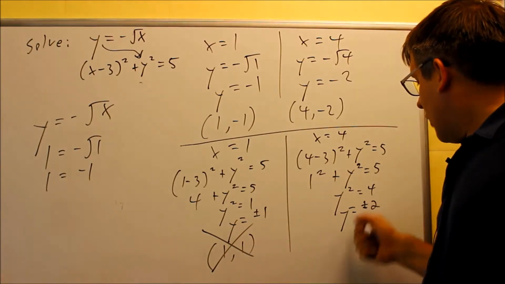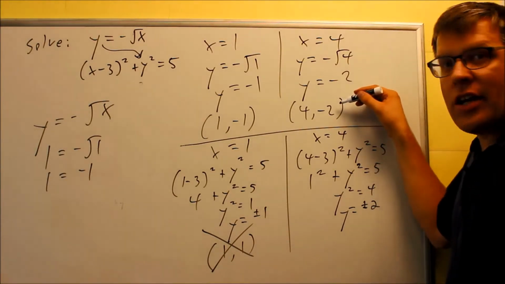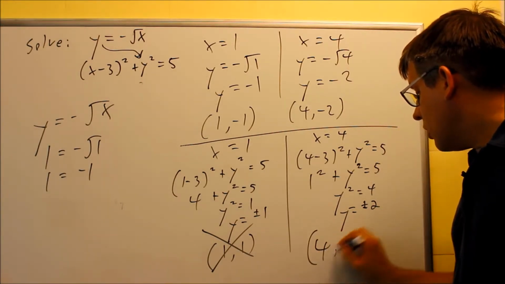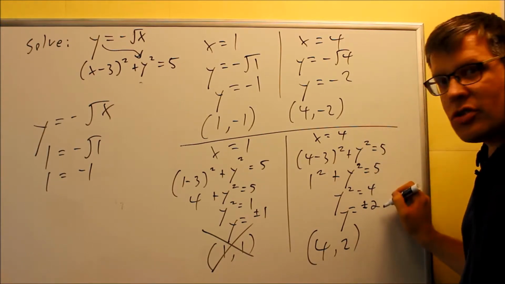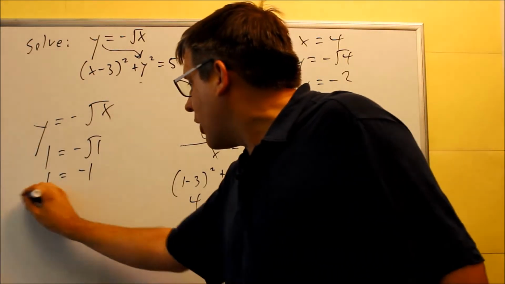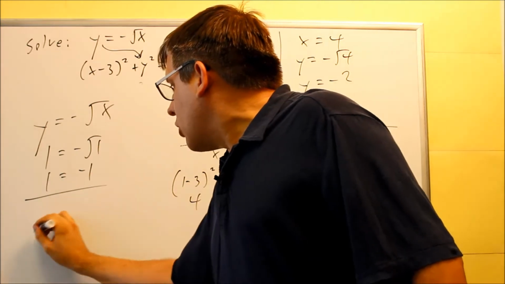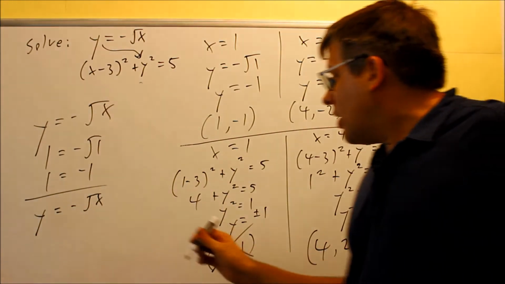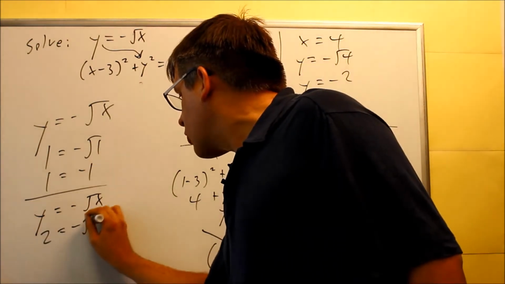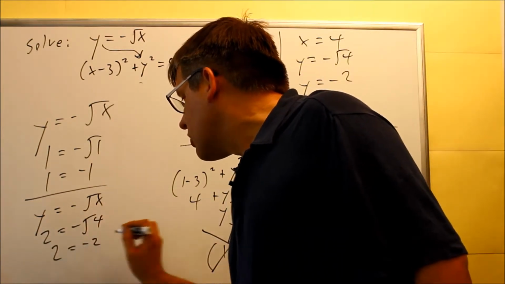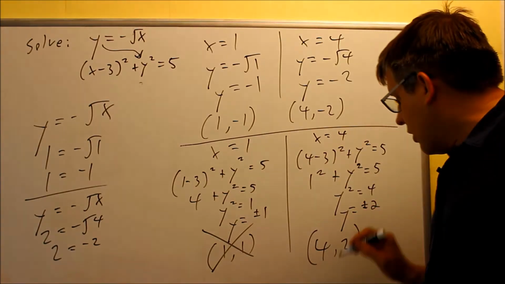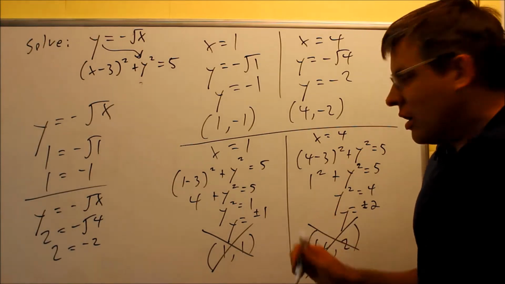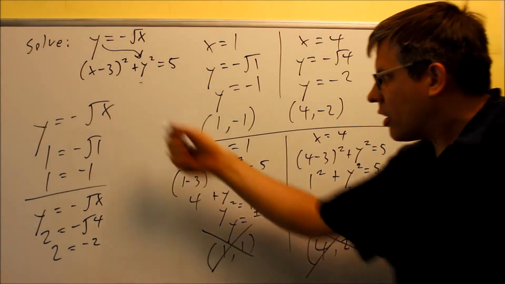Likewise, here I only got 4, negative 2. But if I tried 4, 2 as the alternate answer and put that into the original one, y equals negative square root of x, I would get 2 equals negative square root of 4, and I would get 2 equals negative 2. That doesn't work either. So even though I found 2 additional answers, they don't work in the original one.